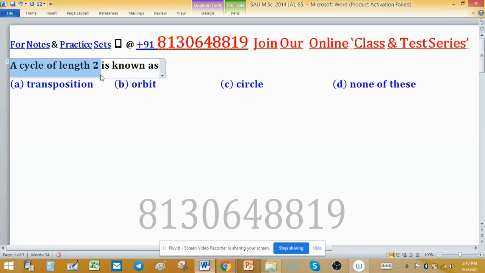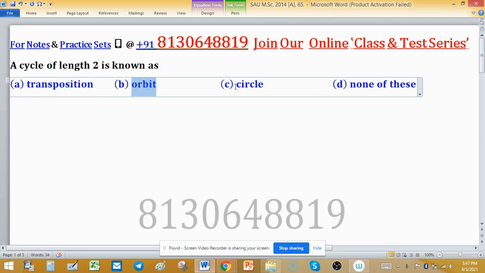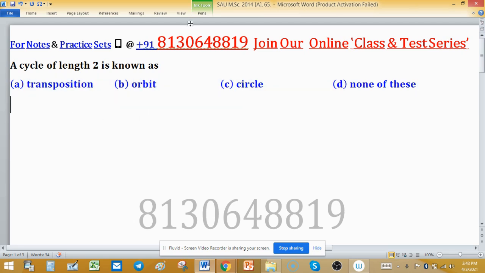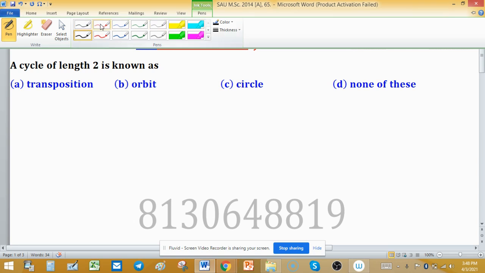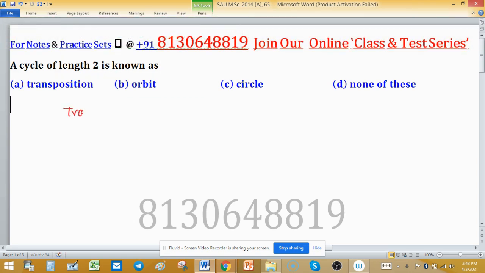A cycle of length 2 is known as a transposition, orbit, circle, or none of these? A cycle of length 2 is known as a transposition. And the number of transpositions tells us whether a permutation is even or odd. If the number of transpositions is an even number, then it is an even permutation. If the number of transpositions is an odd number, then it is an odd permutation.